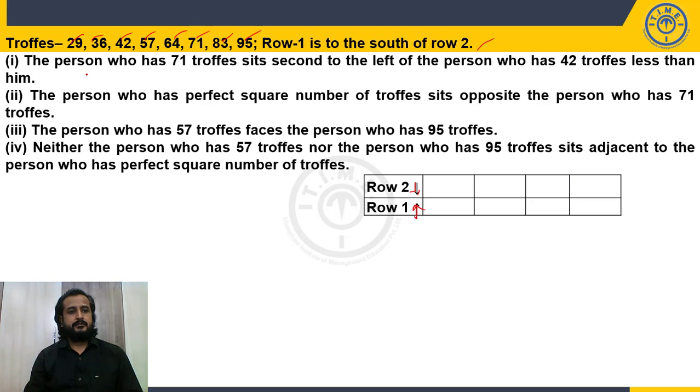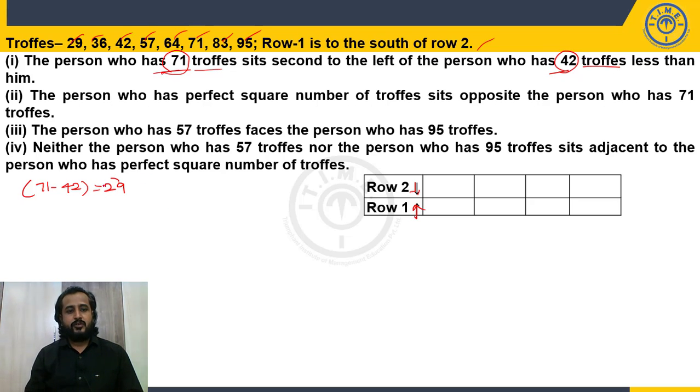Now what is given? First clue. The person who has 71 trophies sits second to the left of 42 less than him. See, every time I am not going to read these trophies, I will just read the numbers. The person who has 71 sits second to the left of the person who has 42 less than him. It is not 42. It is 42 less than him. Very important. We have a 42 number also, but what is given is 42 less than him. So 71 minus 42 will be how much? 29. So what I can say is that 71 is second to the left of 29.